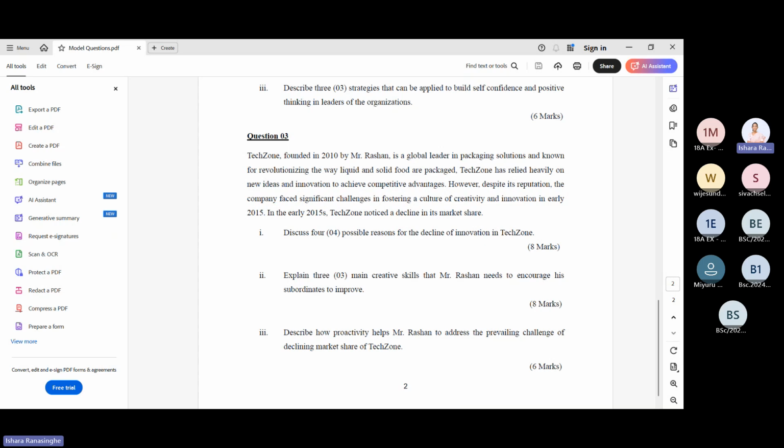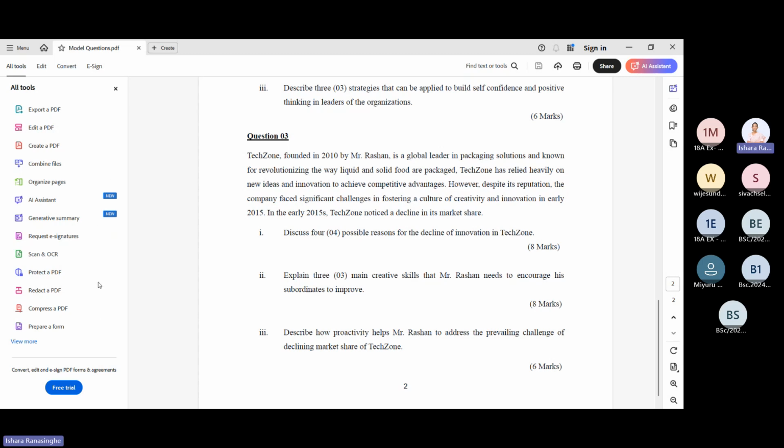You need to identify 4 possible reasons. That means you need to identify 4 factors and briefly explain them, right? And the third sub-question, number 2 of the third main question, that is explain 3 main creative skills that Mr. Rashan needs to encourage his subordinates to improve. You all can remember it, right?